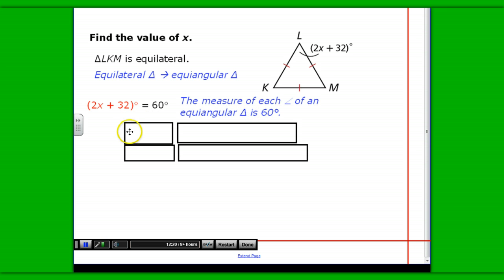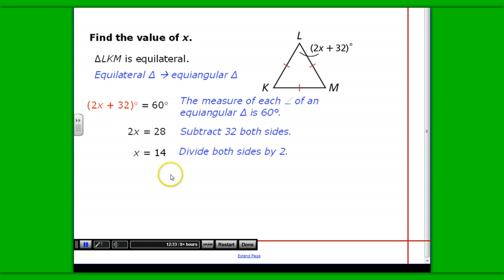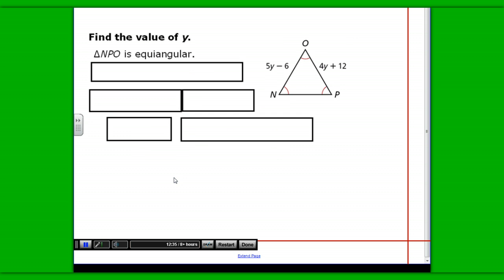And now we can solve for x, simply transforming this equation. So we'll subtract 32 from both sides, subtraction property of equality, and we'll divide, and x equals 14. Very good. Go ahead and pause the video, find the value of y.